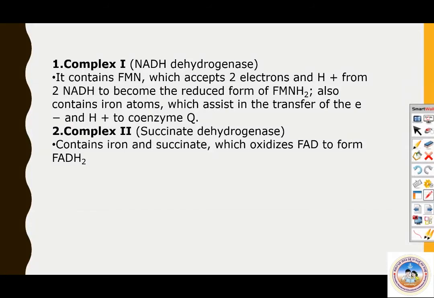It contains what? FMN, which accepts what? FMN accepts 2 electrons and the proton. Okay, sorry, 2 electrons from what? Not to form, from what?